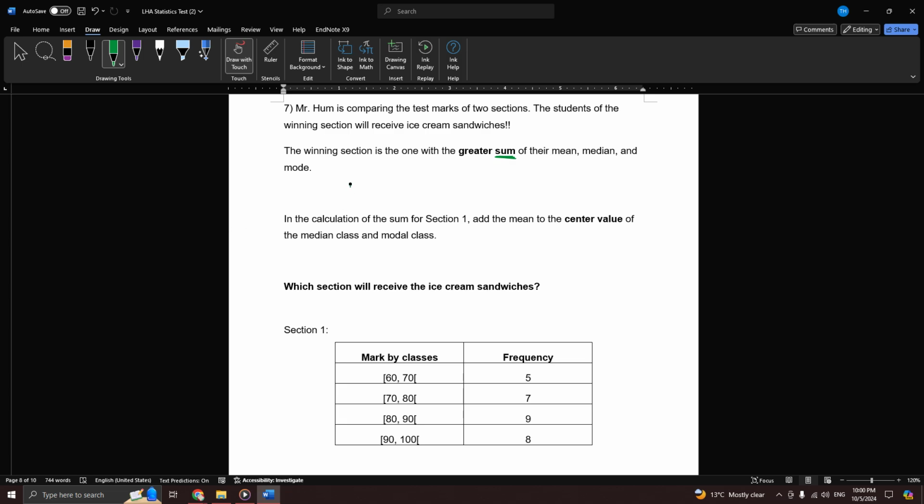Okay, so we're going to add the mean. First, we get the mean. We add that to the mode, add that to the median. We get a score. Okay, we do the same thing for the other class. We compare the scores, see which one has the bigger score.